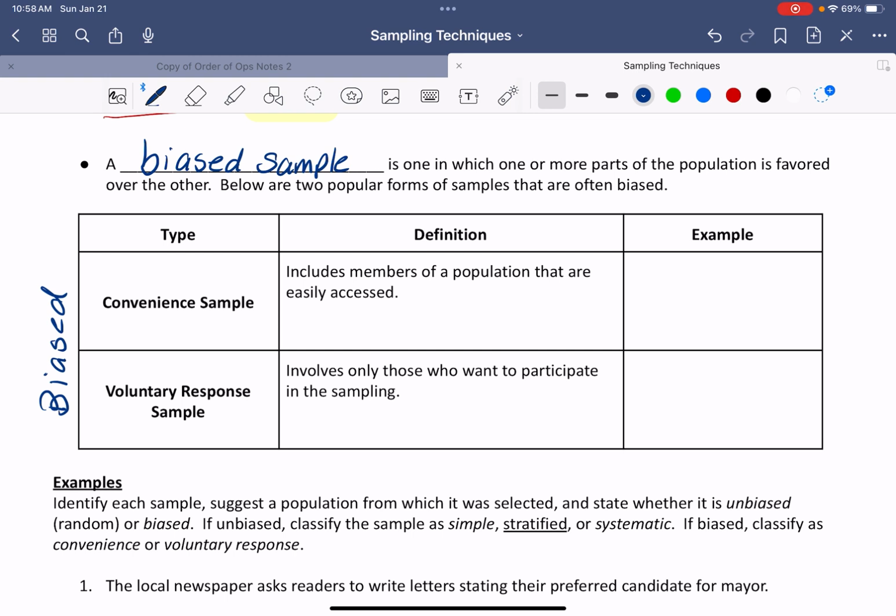So a convenience sample, the definition is that it includes members of the population that are easily accessed. Okay, so let me give you an example. Say I want to do a survey on who loves math, okay? And what do I teach? I only teach math classes, okay? So I'm thinking to myself, I'm just going to survey my own classes. That's going to be easy, right?